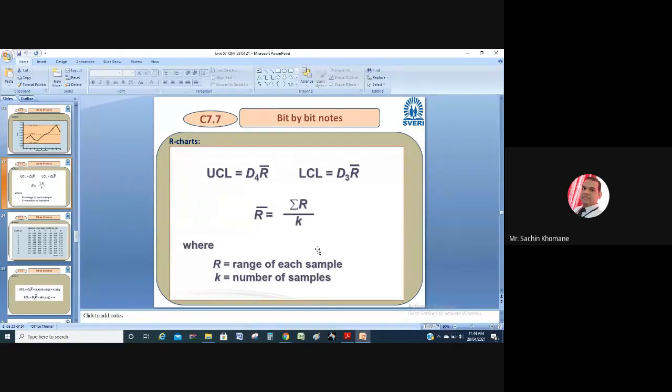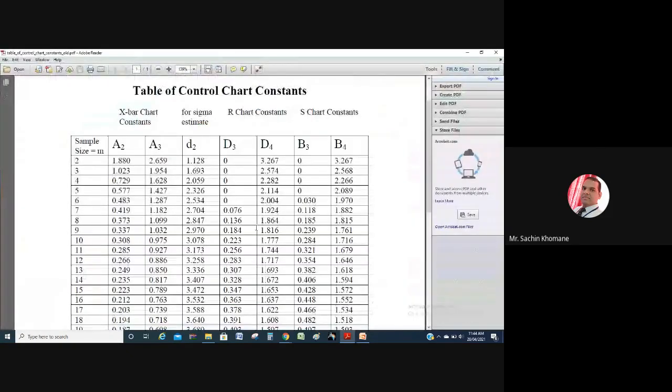Now you will ask me what D3 and D4 are. These are constants. All of us know R means the range of each sample, and you know how to calculate the range: the highest value minus the lowest value, or maximum value minus minimum value, and K is the number of samples. Let us see what the values of D3 and D4 are. I showed a PDF a few minutes back for the R chart. These D3 and D4 values are very important.